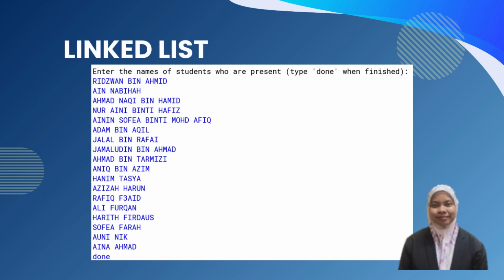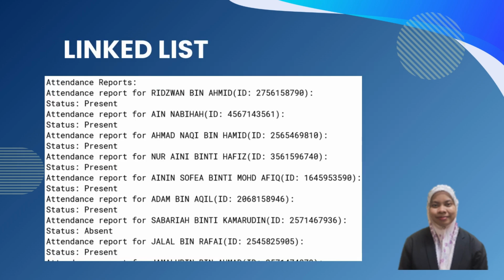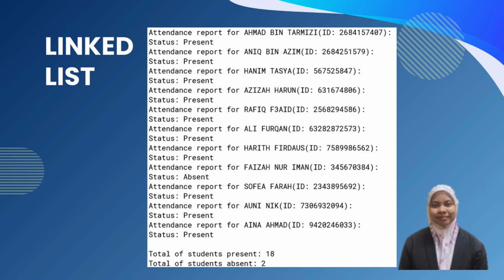We need to insert the student name to know if the student is present or not. After we insert the name, we have to type done when it's finished. This is the output after we insert the student name. The status will be present, but if we don't enter the student name, the status will be absent. Lastly, we can know the total of students present and students absent.